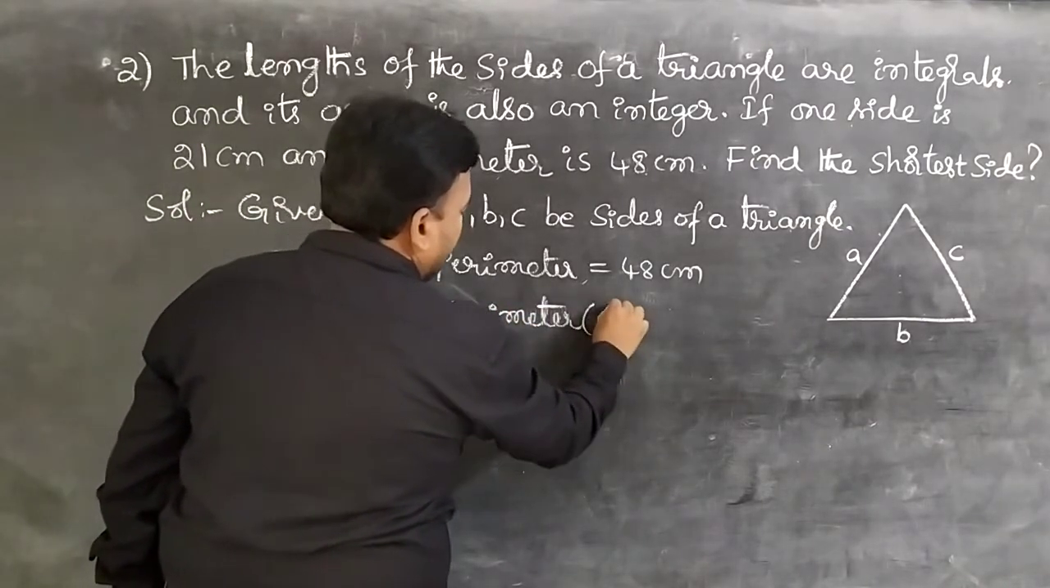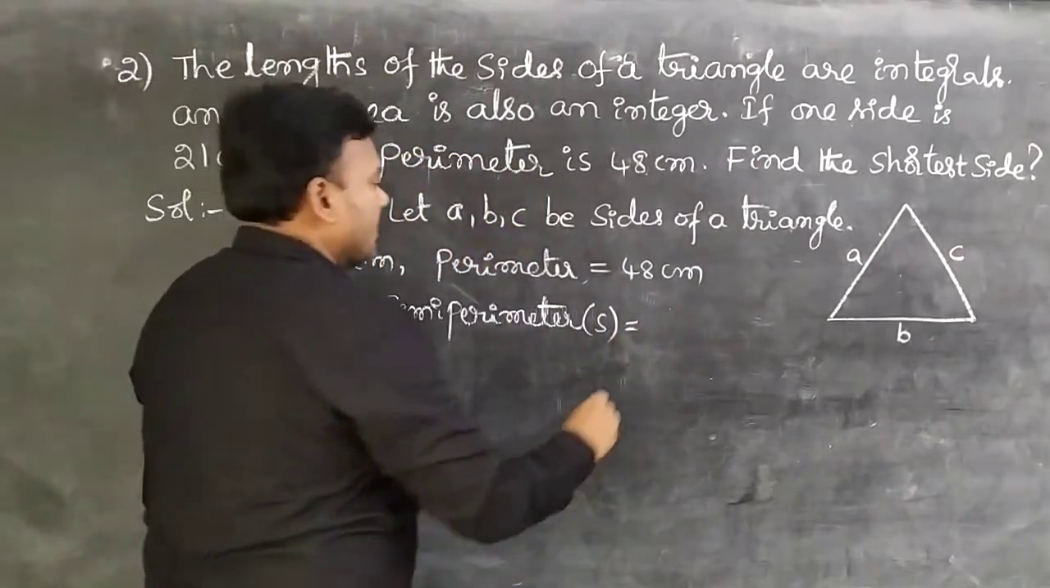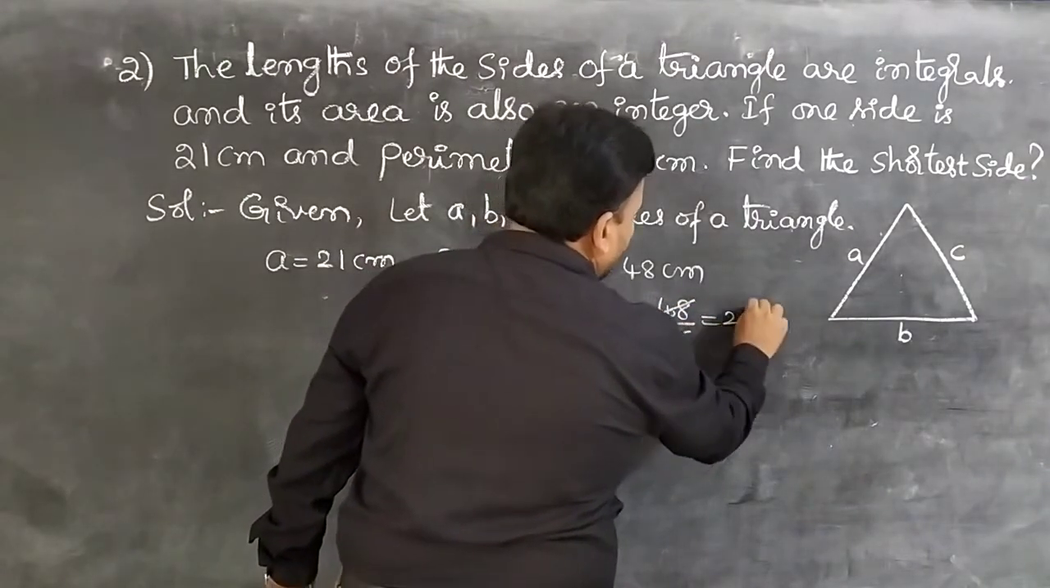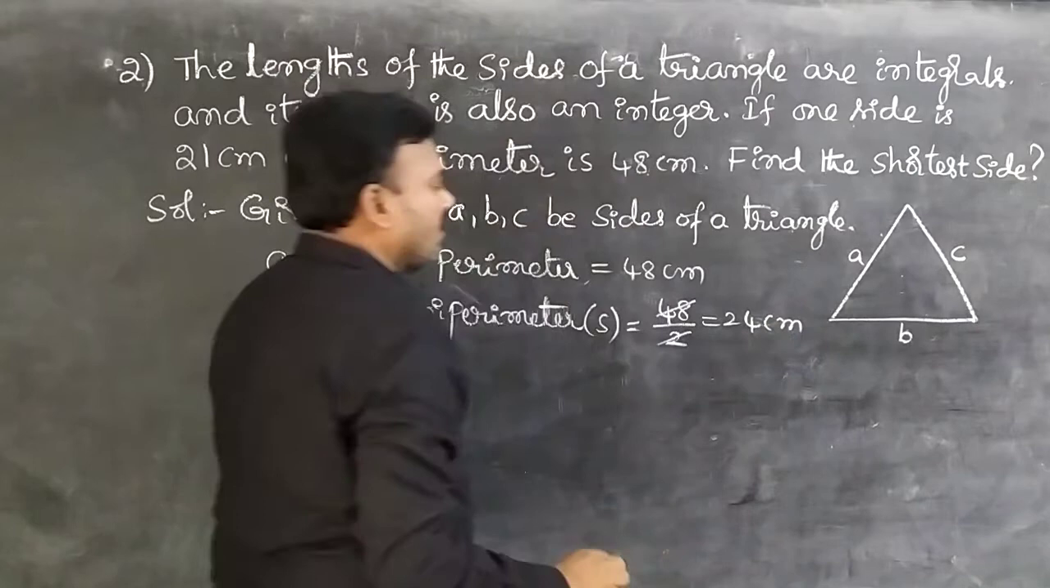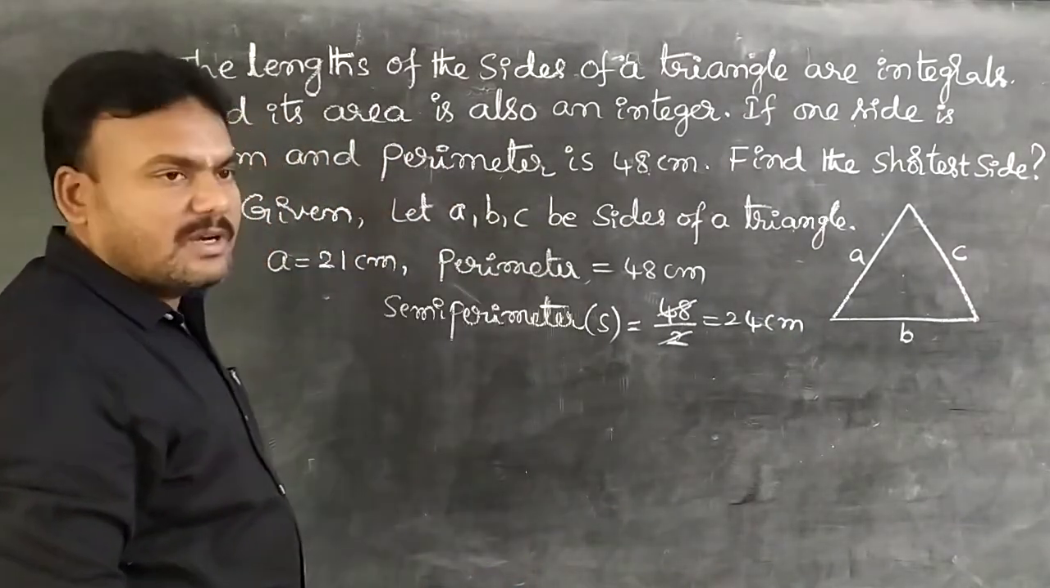Semi-perimeter in the bracket, capital S. S equal to semi, meaning half of the perimeter, students. So that is 48 by 2, it becomes 24 centimeters. Here, according to the problem, perimeter equal to 48 centimeters.